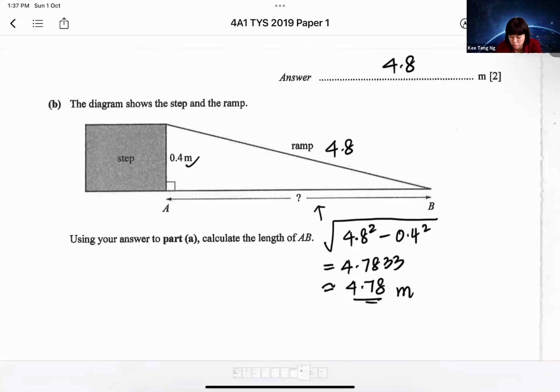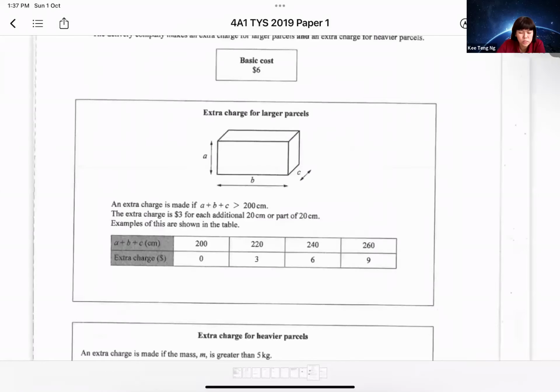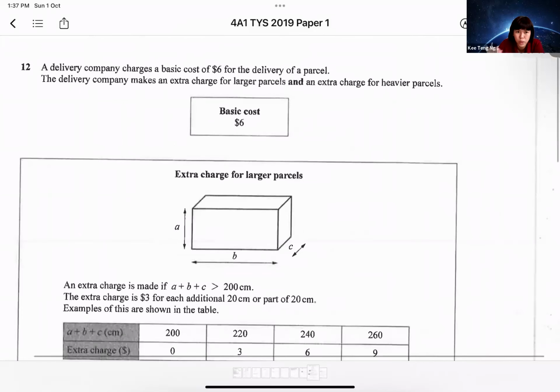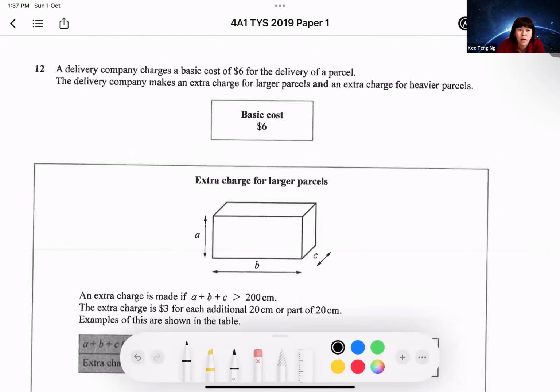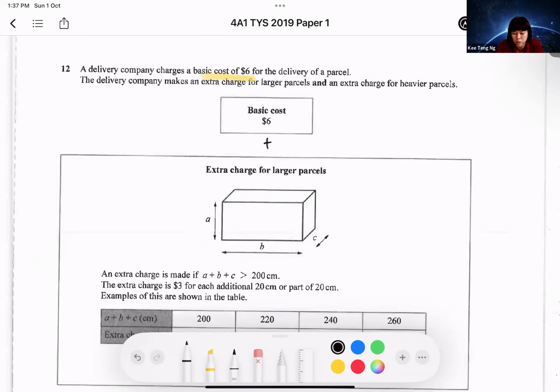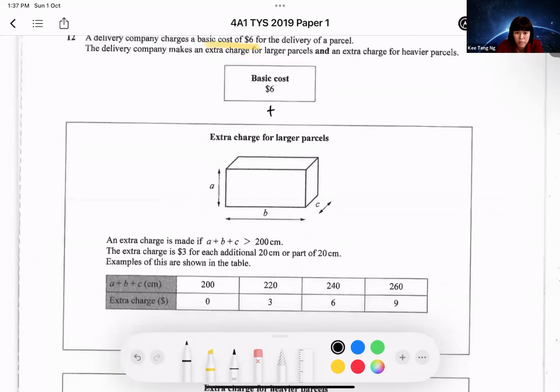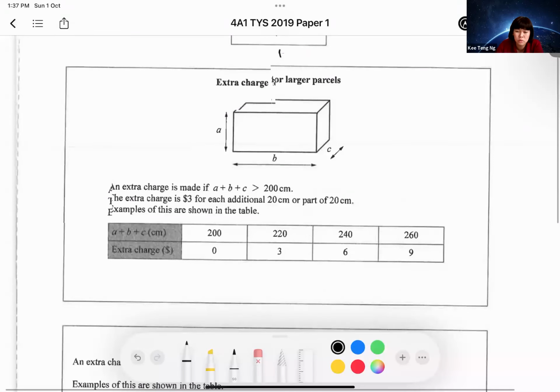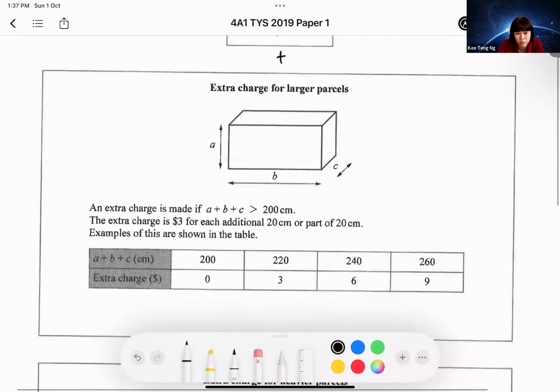Next question. Down to, ooh, this one. Okay, a practical situation, so we need to read our table slowly. A delivery company charges a basic cost of $6, so it always costs $6, plus an extra charge. We are going to add some extra charges for larger and heavier parcels. So what is this talking about? The extra charge is made if A plus B plus C, meaning these 3 sides, height, length and breadth added together, is greater than 200.